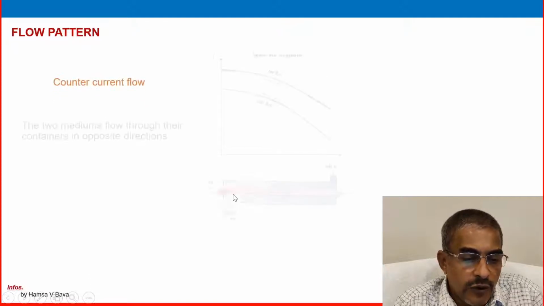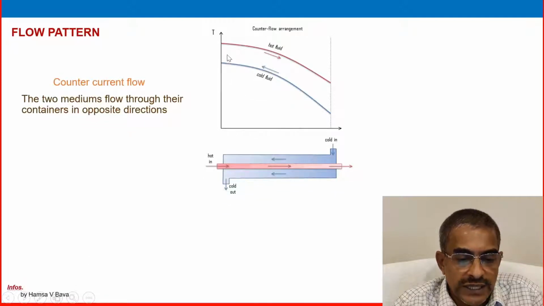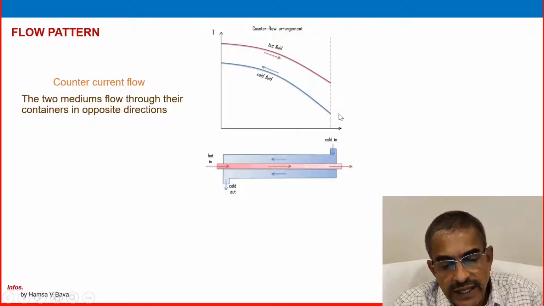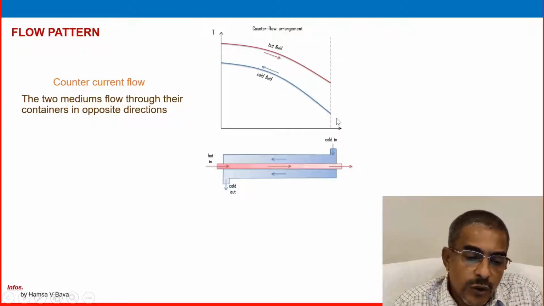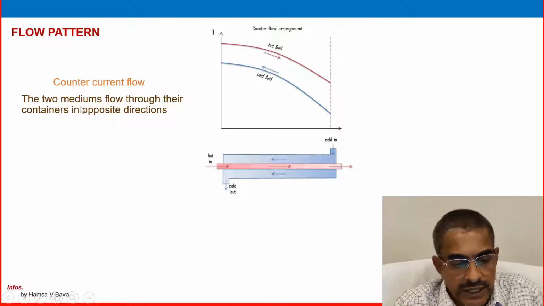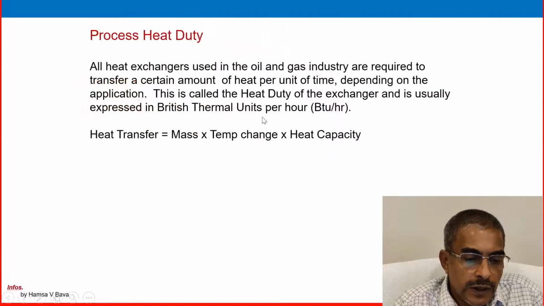And another flow is counter current flow. You can see the image. The hot fluid enters from one side, and the cold fluid enters from the other side. So in counter current flow, both fluids pass in opposite directions. That is counter current flow.